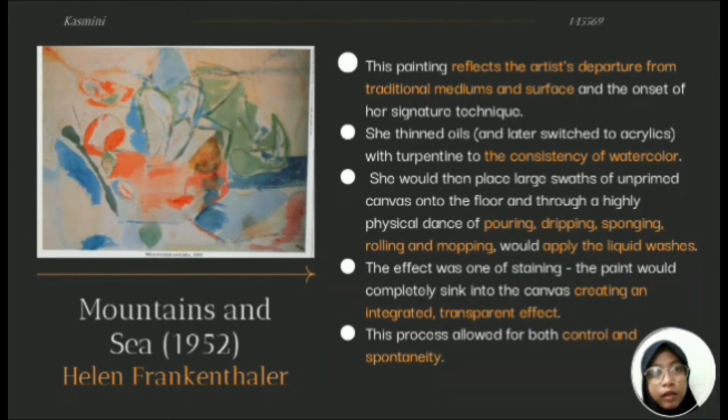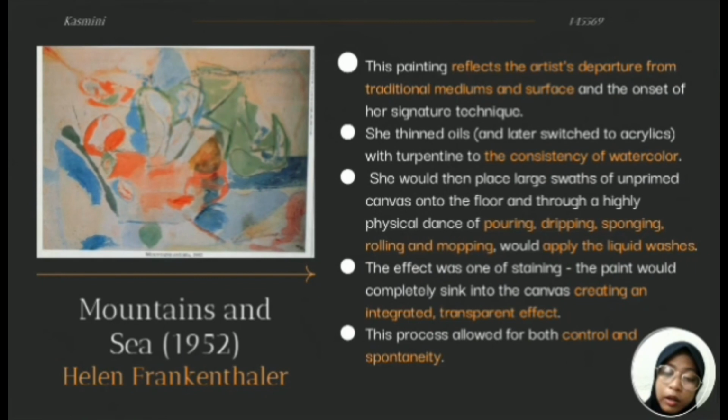Rather than treating paint as a layer made to sit on top of the canvas, she thinned oil, which she later switched to acrylic, to a super thin consistency like watercolor. She would then place large swathes of unprimed canvas onto the floor and, in a highly physical dance of pouring, dripping, sponging, rolling and mopping, apply the liquid washes. The effect was one of staining, as the paint would completely sink into the canvas, creating an integrated and transparent effect. This process allowed for both control and spontaneity.